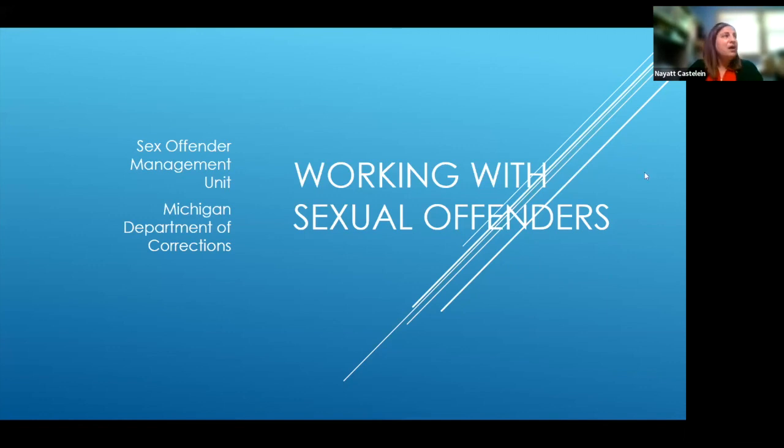All right, so really this is just going to be an overview of what it means to work with some of our sex offenders. I'm going to cover a little bit as to how they get placed in the different tiers, because that's usually one of the biggest confusions, and also what's public, what's non-public, things like that.